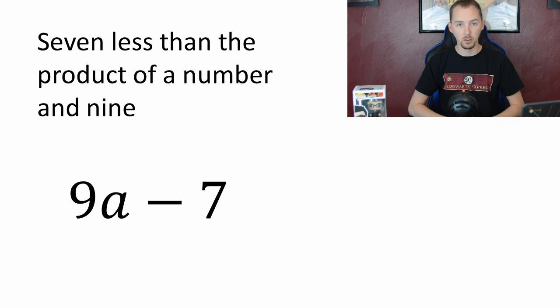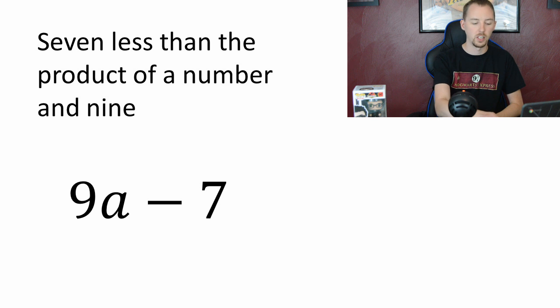And I just chose the letter A because I want you guys to understand you can choose any letter that you want. X is most commonly used, but I used A here. So 7 less than the product of a number and 9. That's 9A minus 7 in that order because of than. All right, let's take a look at another one.